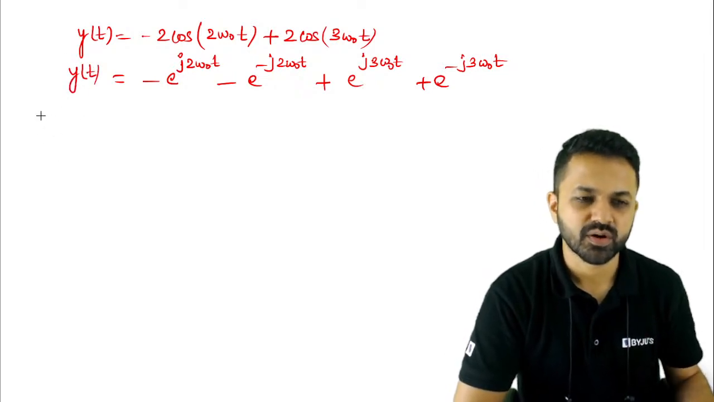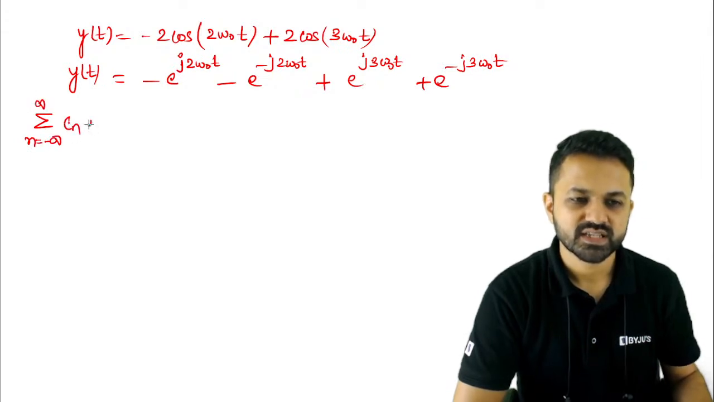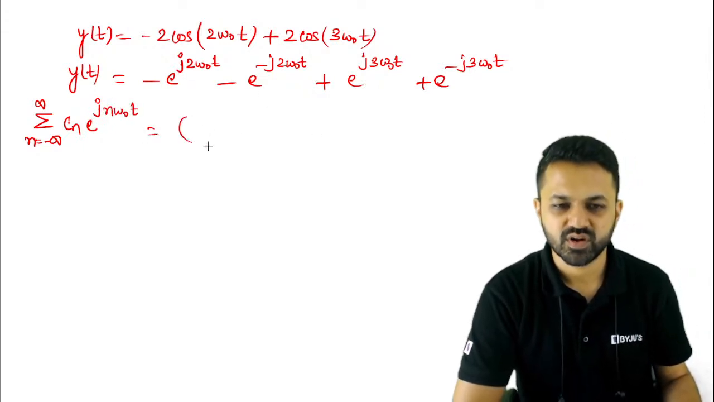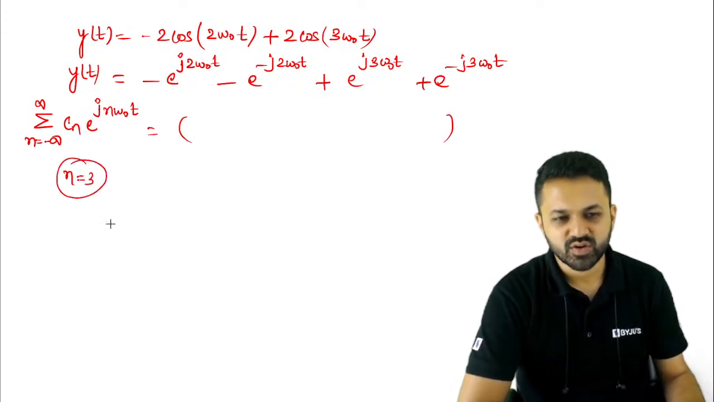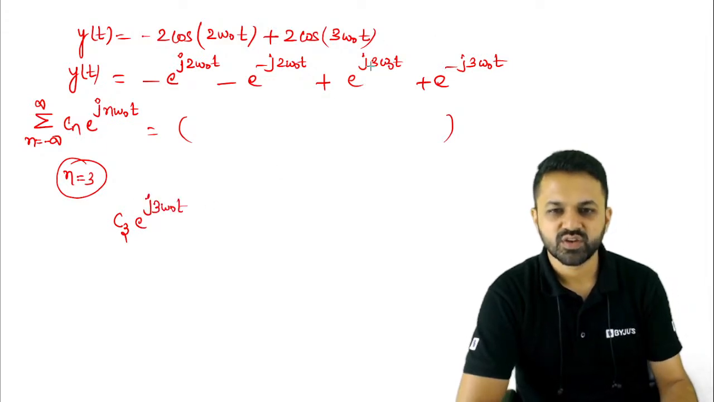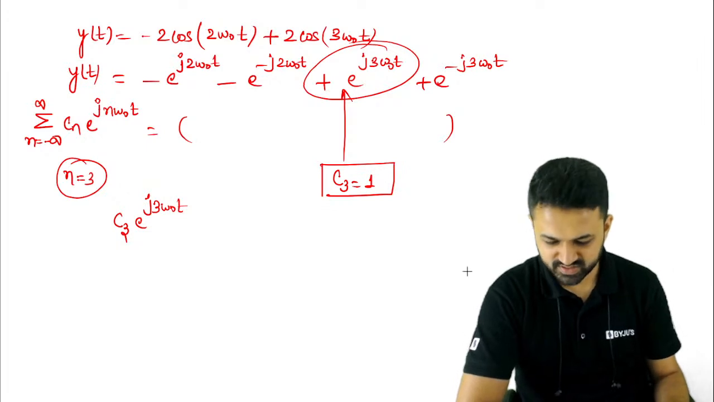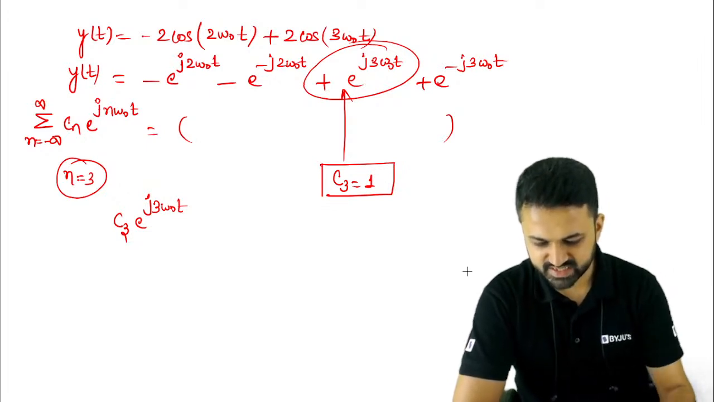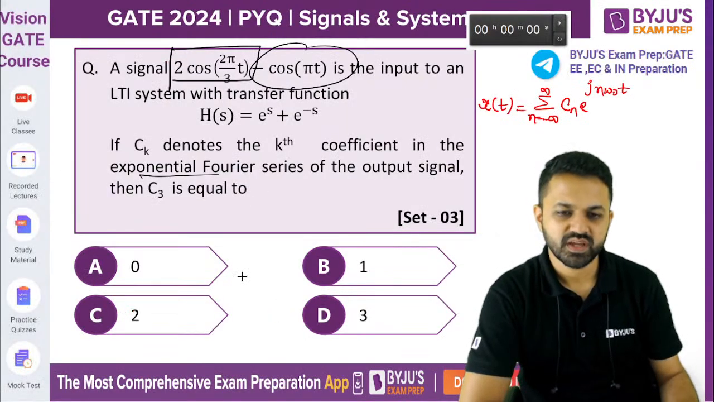And you need to compare, because y of t is the summation n equal to minus infinity to infinity of cn e to the power j n omega naught t. If I am asking for n equal to 3, then only we will get C3. So C3 goes with e to the power j 3 omega naught t. The coefficient of this exponential term is 1. So C3 is 1. So the answer would be 1.